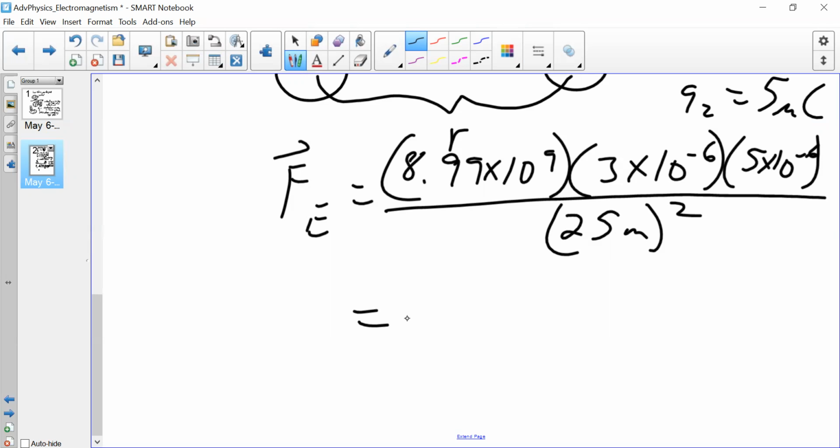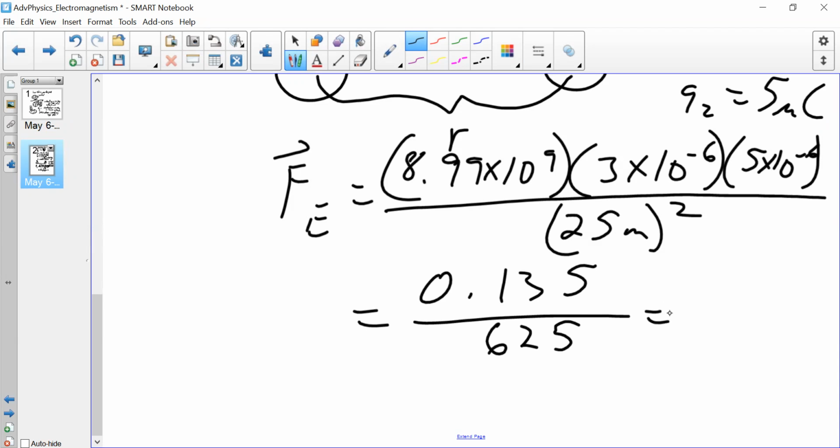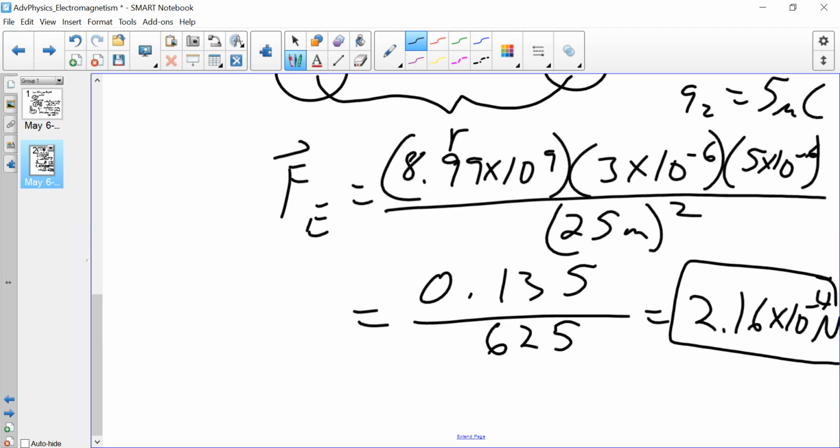So on the numerator, we should have got 0.134, 0.135 if you want to round up, 25 squared, 625, and then 135. So did you get 2.16 times 10 to the minus 4? Yeah, I should have gotten that. You can verify yourself that it is.